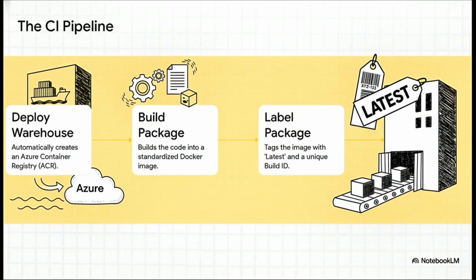So let's watch this first part of the assembly line in action. The moment a developer commits new code, the pipeline wakes up and automatically builds our warehouse, a secure private storage space called an Azure Container Registry. Then it gets to work building the code into that standardized Docker package. It slaps a label on it, latest, and a unique ID for tracking. And finally, it pushes that finished package into the warehouse, ready for delivery.